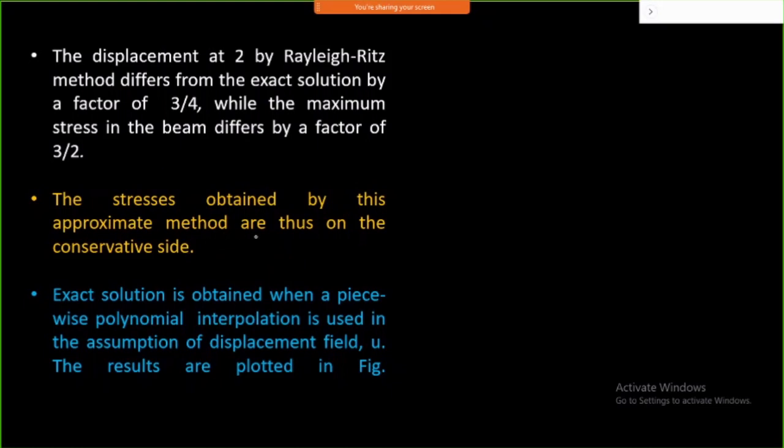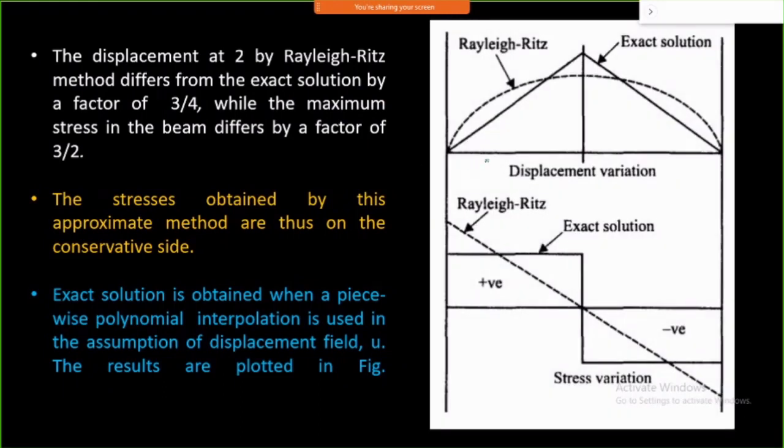Stress obtained by this approximate method is on the conservative side, meaning it is not much more accurate, but it is near to the exact solution. And the exact solution is obtained piecewise, meaning we have divided that part into two parts. One is K1 we assume, then K2 we assume, and we solved it. So this is what you can observe.